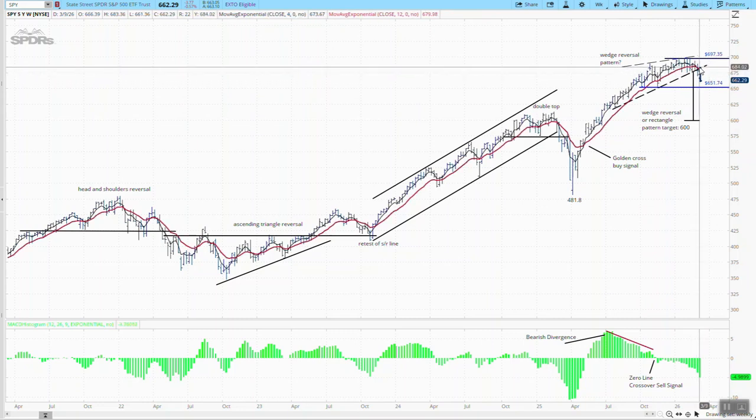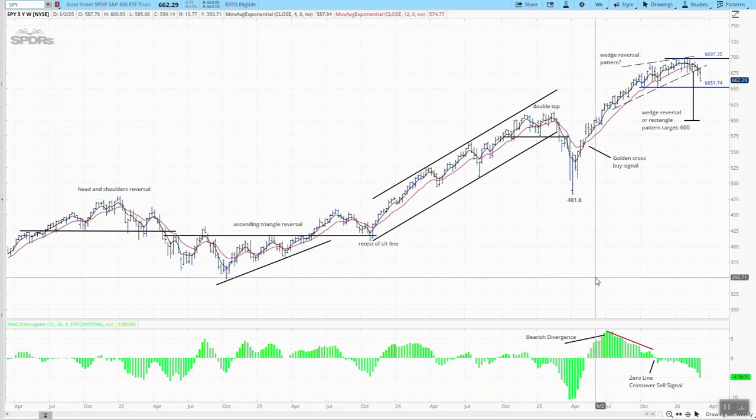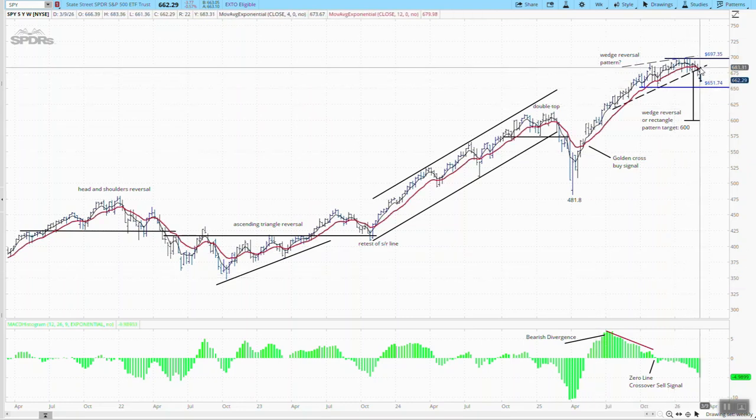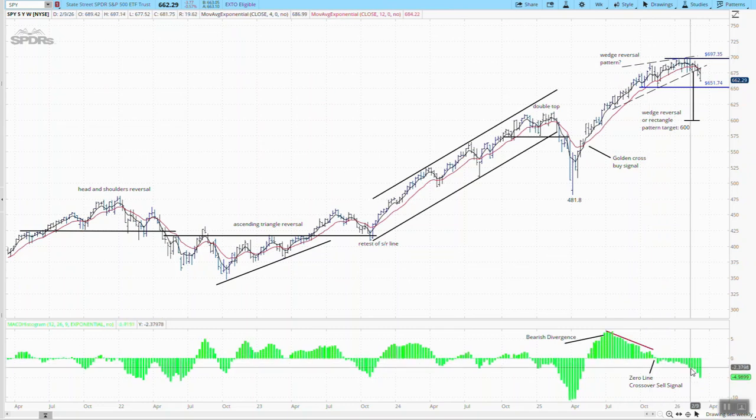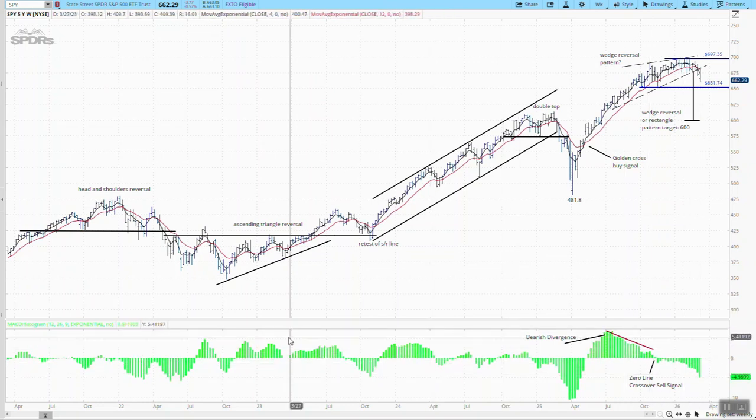or a couple weeks rather, of the 4 and 12 week exponential moving averages here. And back in November, we had the zero line crossover sell signal in the MACD histogram.